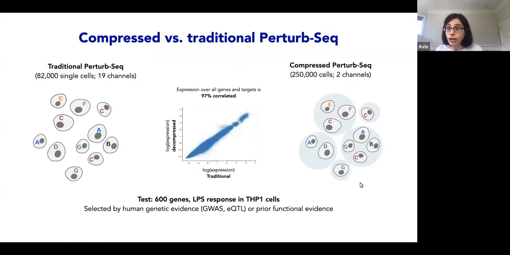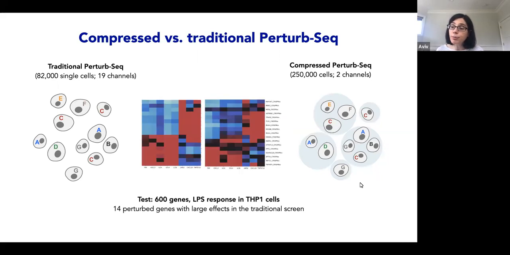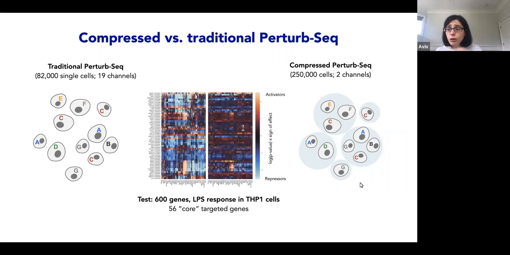And then the first sanity check that we made is to see that the decompressed expression is 97% correlated between the traditional and the compressed experiments. And then when we look at the impact of 5 major positive and negative regulators in the pathway on 4 major known targets, those are also consistent. And very similarly for the perturbed genes with the top 15 effects. And even if we go further down our ranking to genes with weaker effects, although we see that the signal is slightly degrading, we still see highly similar patterns and effects. It actually works.